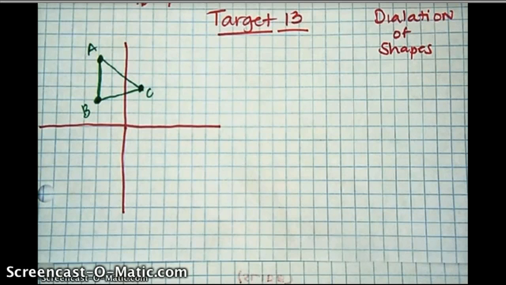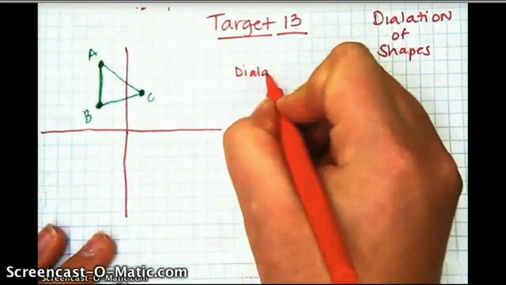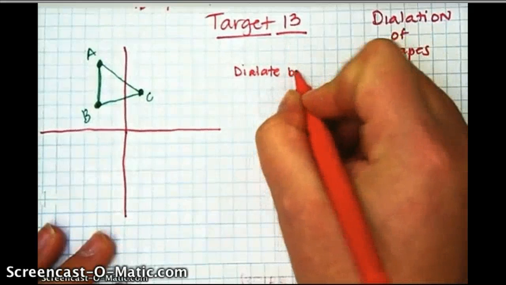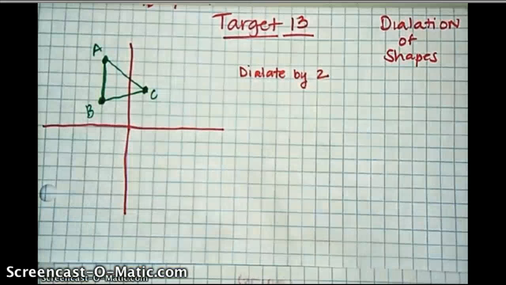So I have a shape here, triangle ABC, and let's just say we're going to dilate it by 2. This is actually really simple. If you want to dilate a shape, all you need to do is multiply all of the points by whatever they're asking you to dilate it by. In this case, we're dilating it by 2, so we're going to multiply all of the points by 2. In order to do that, we have to figure out what our points are.